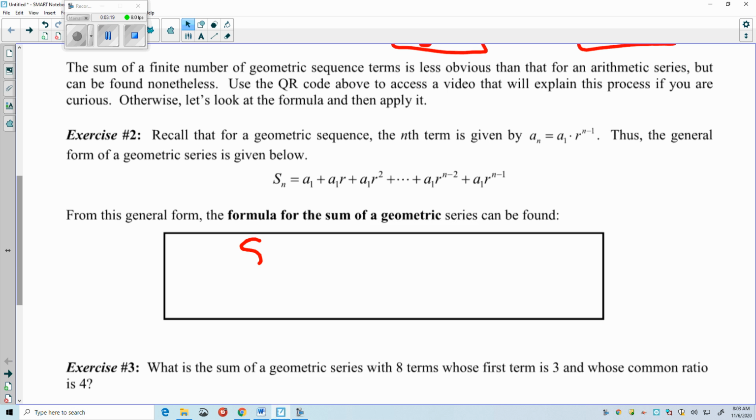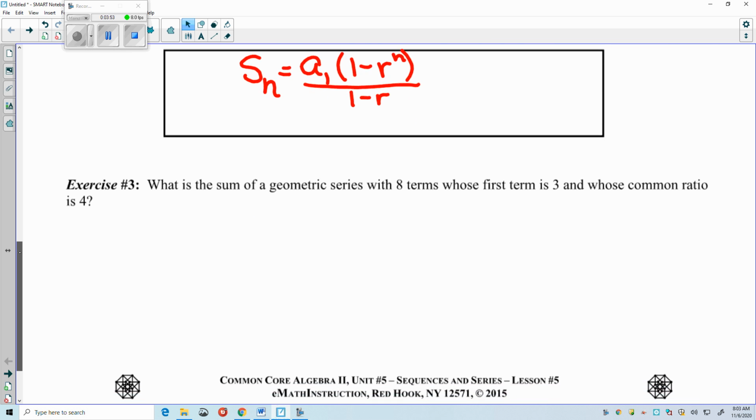The formula that we're going to be using is S sub n is equal to a sub 1, your first term, times 1 minus the common ratio raised to the n, and we're going to divide that by 1 minus r. Looking at that formula, keep in mind the n only goes to the r value in the numerator. The r value is the ratio that we're going to find. A sub 1 is going to be your first term. So let's see how that actually works.